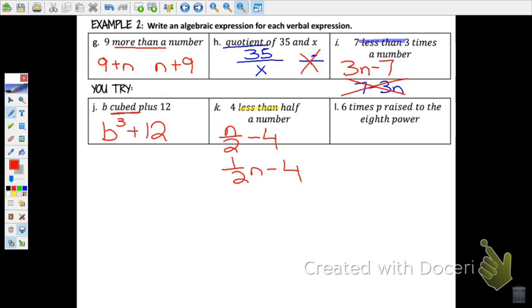And then this last one, we have 6 times p. We don't need to show anything there for the multiplication. Raised to the 8th power, which means our exponent is the 8. So that's a little bit of a review of variables and expressions.